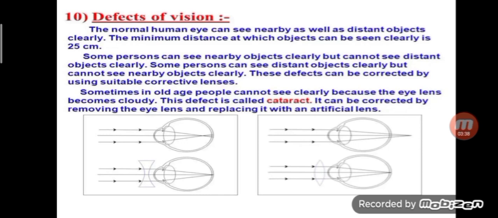So, next we come to the topic defects of eye. Some people can see nearby objects clearly but cannot see distant objects clearly. Some person can see distant object clearly but cannot see nearby objects. Sometimes in old age people cannot see clearly. So all these come under defects of vision and we are going to discuss it one by one.